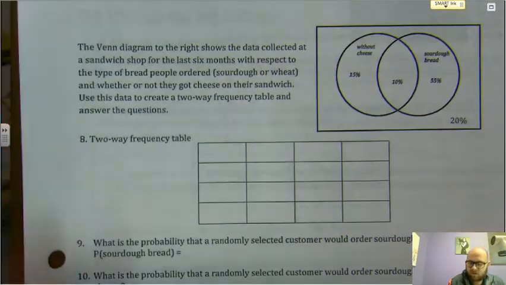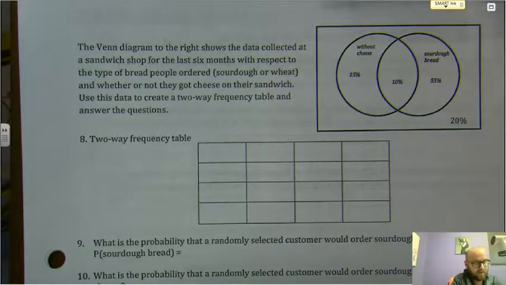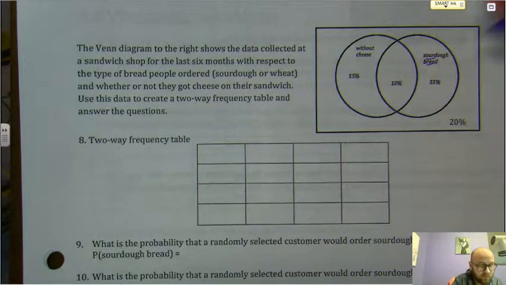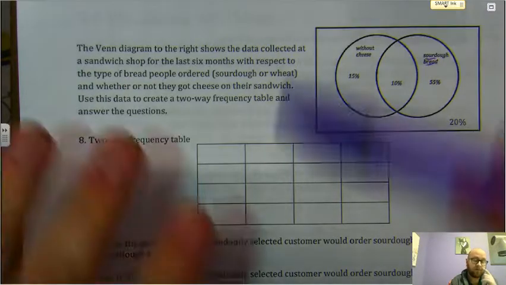There we go. The Venn diagram to the right shows the data collected at a sandwich shop for the last 6 months with respect to the type of bread people ordered, sourdough or wheat. Sourdough is king. And whether or not they got cheese on their sandwiches. You gotta get cheese. Use the data to create a two-way frequency table and answer the question. Okay, so now we need to create this.